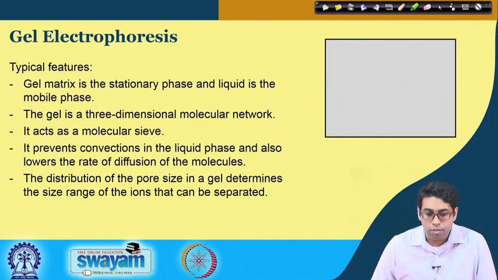On the right hand side, what you see is a rectangle. A typical gel would look something like this. The thickness of these gels is very small. If it is a polyacrylamide gel, this thickness will be in the order of 0.5 millimeter. If it is an agarose gel, then it can be up to 5 millimeters.